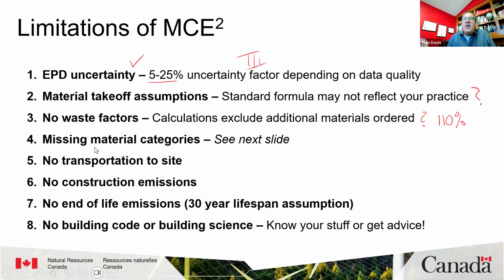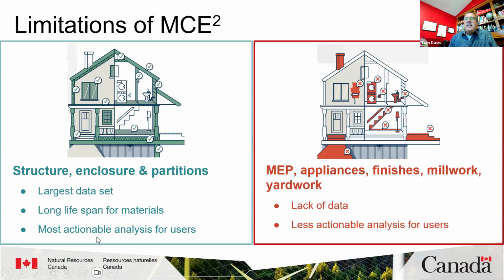Missing material categories, that came up in the Q&A. That's the next slide here. You can add your own categories. So we don't transport it to the site because we don't know where your site is. We don't know what your construction emissions are because those are decided by the constructor. And there are no end of life emissions at the 30 years. It's just assuming that that building will be retrofit and continue to operate. No code, no building science. There's no substitute for knowledge.